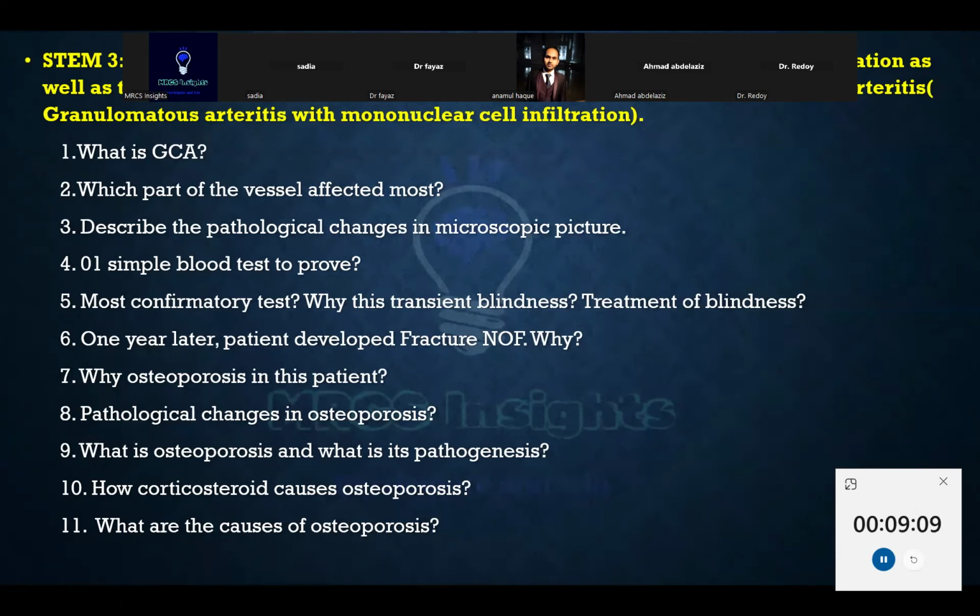Which part of the vessel is affected most? The tunica media. Yes, very good. Would you please describe the pathological changes in the microscopic picture? Disruption of the internal elastic lamina with granulomatous inflammation, showing infiltration of giant cells, macrophages, fibroblasts, and T lymphocytes.